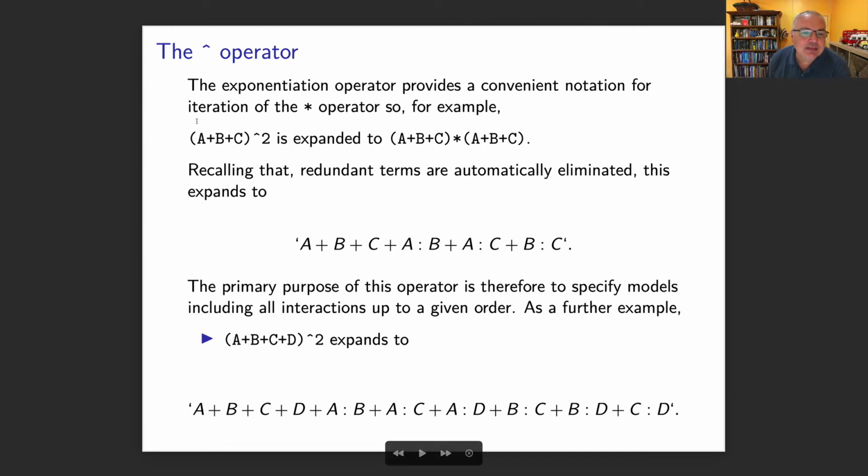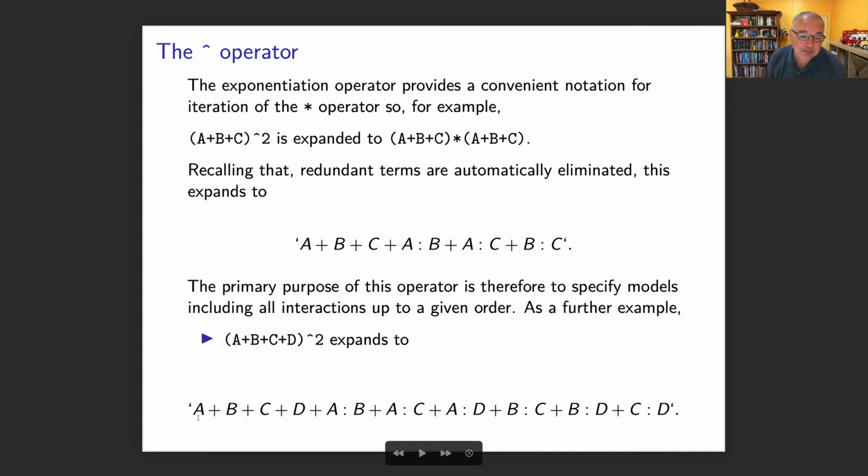What does the hat operator do? Basically it takes this and multiplies it by itself, and then it does that multiplication where it will replace any multiplication with interaction terms. Where it's really useful is, let's say I have A, B, C, D, and I want a model that will have all the main effects and all the two-way interactions, but I don't want the three-way interactions or the four-way interactions. That's what this gives us.